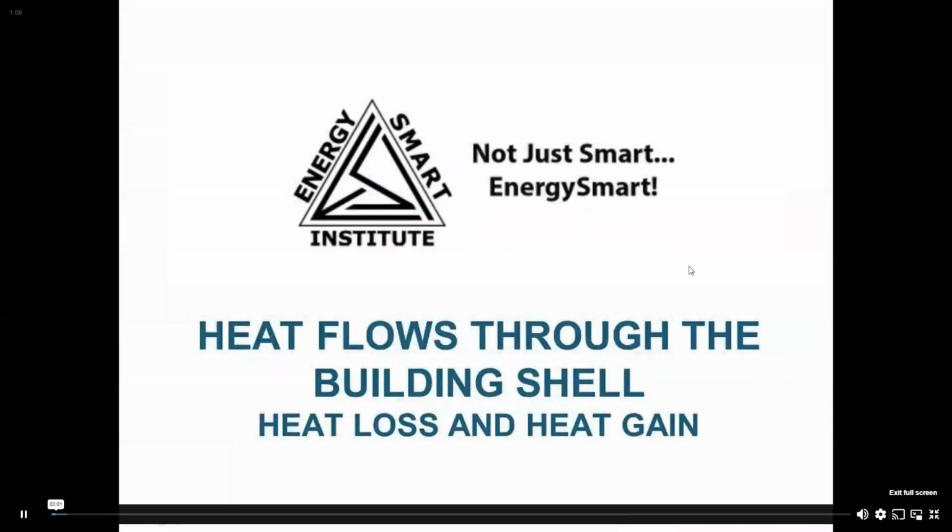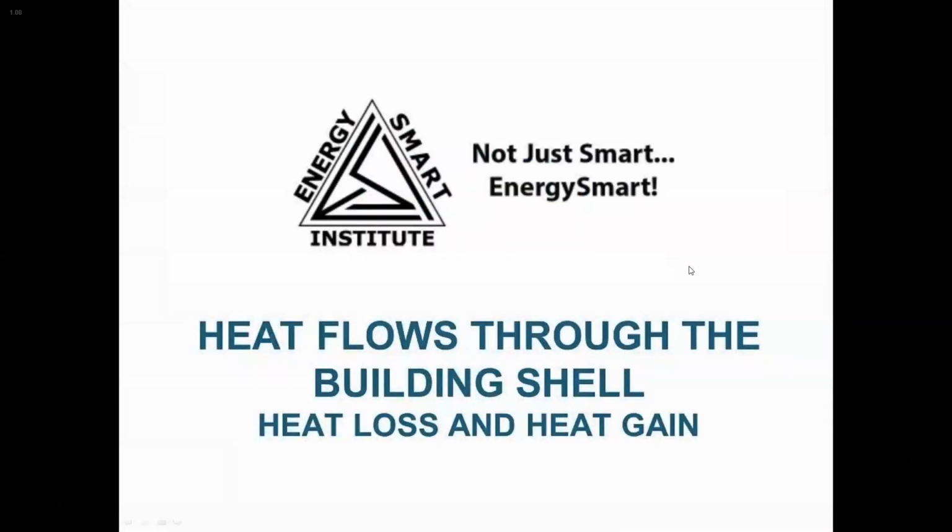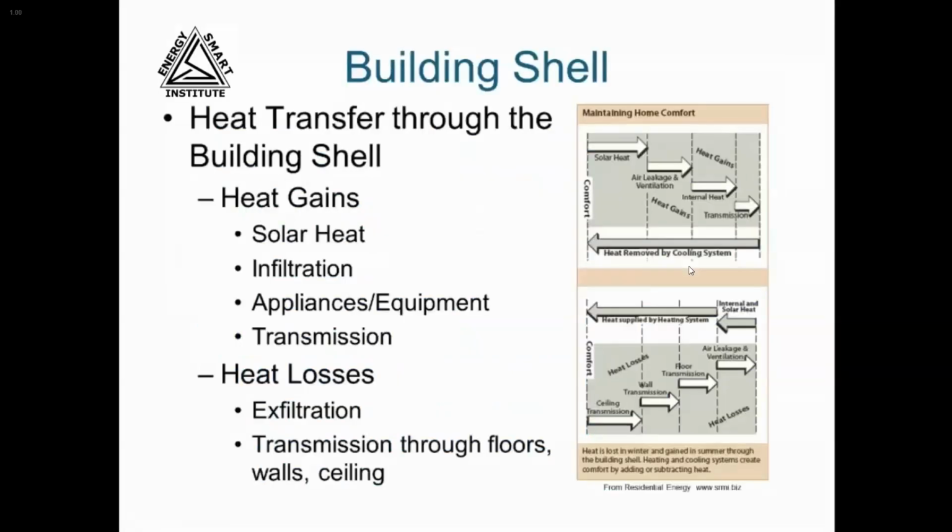In this unit, we will discuss heat flows through that building shell. To accurately calculate our heat load, we need to know what heat gains and heat losses we have in the structure. To maintain home comfort in the cooling season, we need to remove heat that's been gained by transmission through the building shell, as well as solar heat gain through the windows, heat gained through infiltration of the hot outside air, and heat generated by appliances, equipment, lighting, and other internal heat gains.